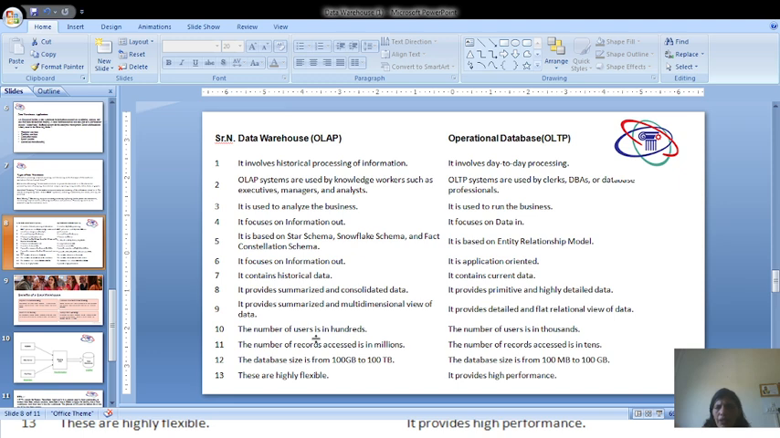It is application oriented and contains current data. It provides primitive or highly detailed data, in a flat relational view of data. The number of users is in thousands, whereas in the historical data the users may be in hundreds, so there are ten times more users in operational data. The number of records accessed is in tens. It provides high performance. I think the difference between the data warehouse and the operational database is clear to everyone.